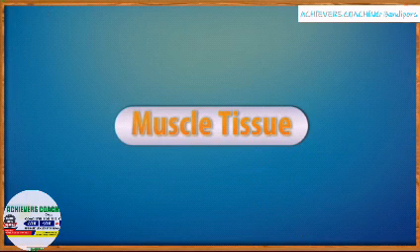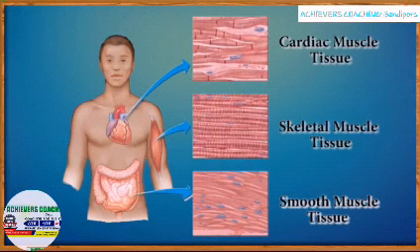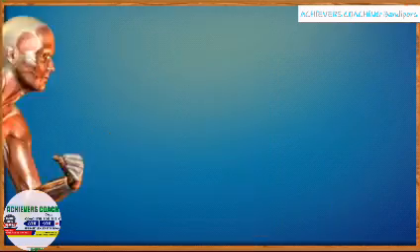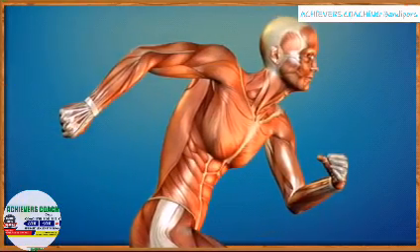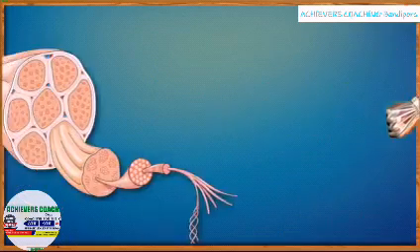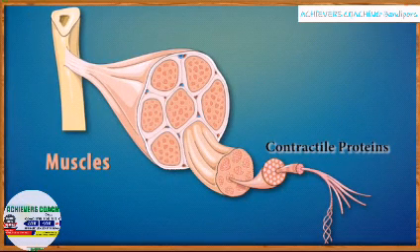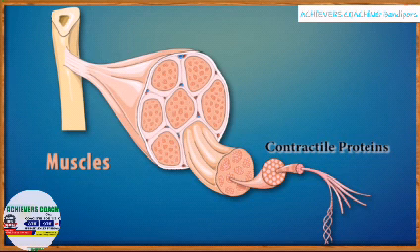Muscular tissue. Muscular tissue consists of elongated cells, also called muscle fibers. This tissue is responsible for movement in our body. Muscles contain special proteins called contractile proteins, which contract and relax.